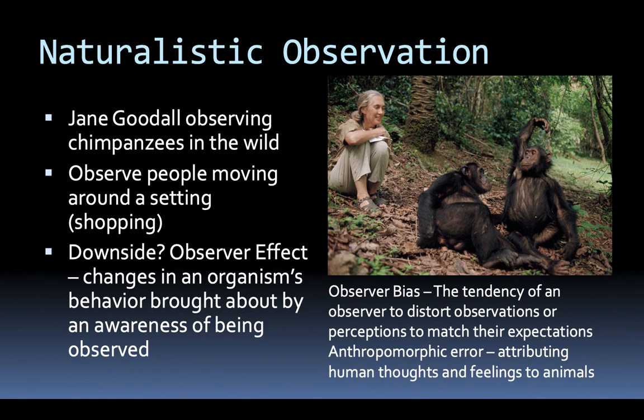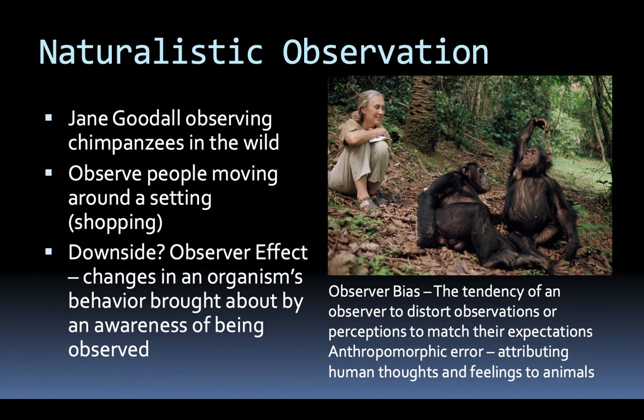We also have what's called the observer bias. This is the tendency of the observer themselves to distort our observations or perceptions to match our expectations. And this is something that Jane Goodall was criticized of. She was criticized because she was describing all of the chimpanzees' behaviors as being very humanistic. So jealousy and anger and love and affection, all these things that scientists didn't believe that animals could do at the time. So they were saying that she was distorting her observations to meet her untrained expectations.